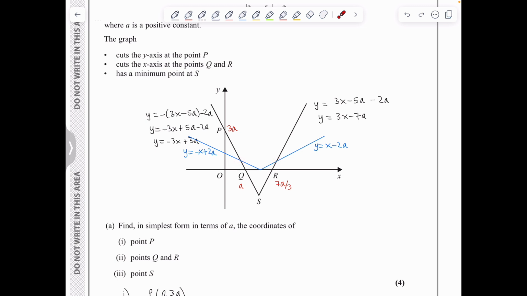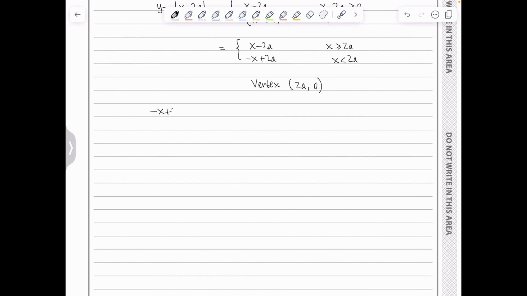We've got two of these, and therefore I will be equating the minus x plus 2a with the minus 3x plus 3a and the x minus 2a with the 3x minus 7a to find the two values of x. So on the left hand side we had minus x plus 2a is equal to minus 3x plus 3a, which leads to 2x is equal to a, and therefore x is equal to a over 2. Whereas on the right hand side we had x minus 2a is equal to 3x minus 7a, leading to 5a is equal to 2x, and therefore 5a over 2 is equal to x, a total of 2 solutions.